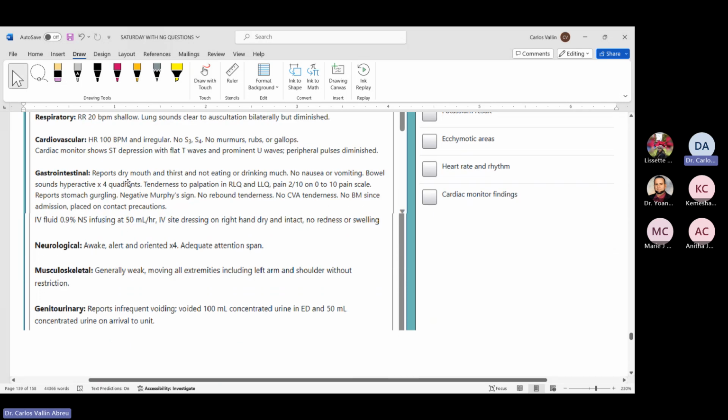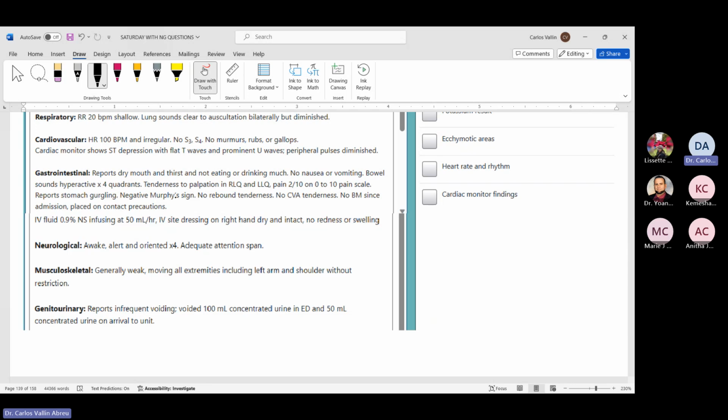Gastrointestinal: reports dry mouth, of course, because he's dehydrated, and thirst, and not eating or drinking much. No nausea or vomiting. Bowel sounds hyperactive in 4 quadrants. Probably because they still have inflammation in the intestine, or the enterocolitis that they had. Tenderness to palpation in right lower quadrant and left lower quadrant. Pain 2 on 10. Reports stomach gurgling because of the increased bowel sounds.